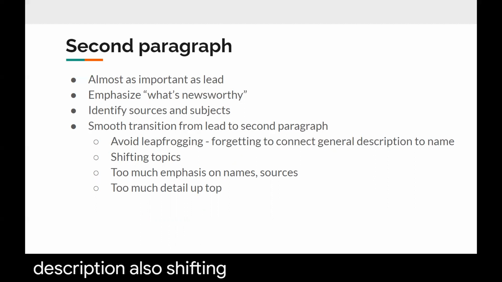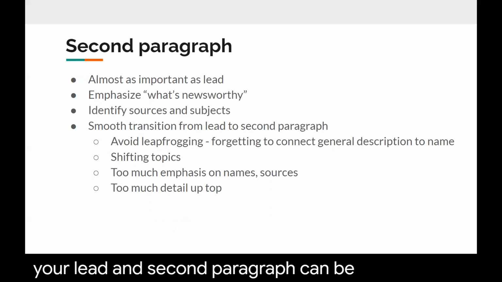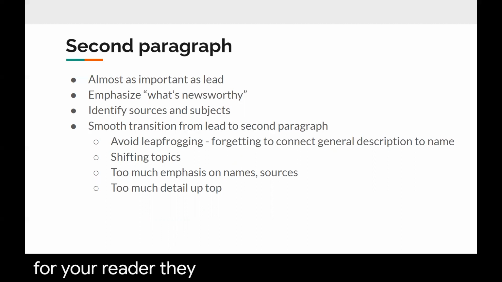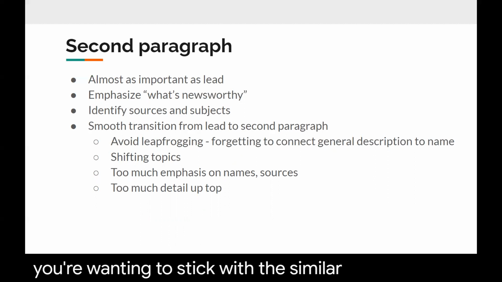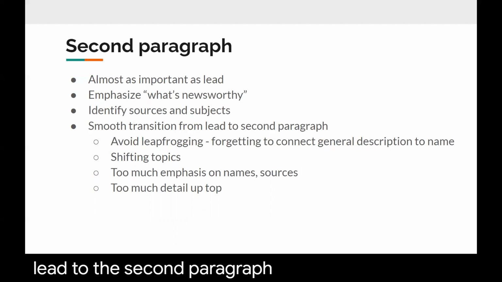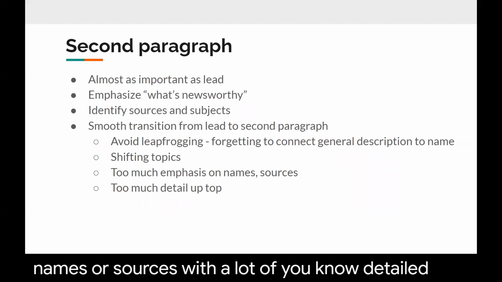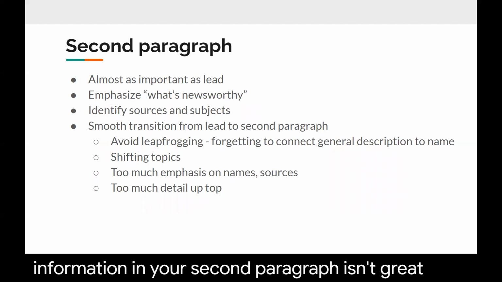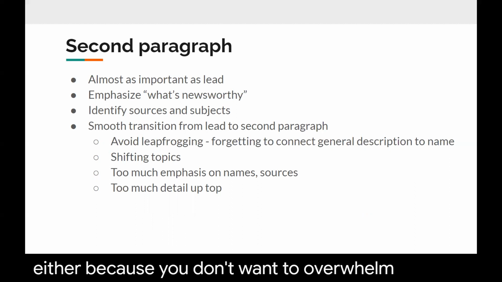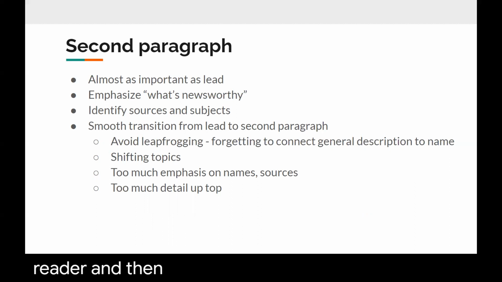Also, shifting topics too widely between your lead and second paragraph can be disorienting for your reader. They really should flow together. So you want to stick with a similar topic from the lead to the second paragraph. Having too many names or sources with a lot of detailed information in your second paragraph isn't great either, because you don't want to overwhelm the reader. And that still follows with having too much detail on top.